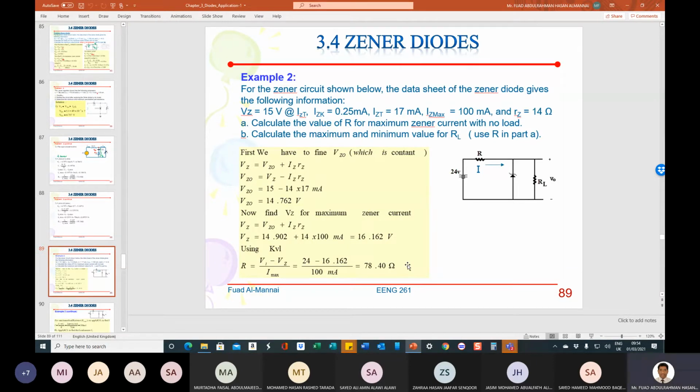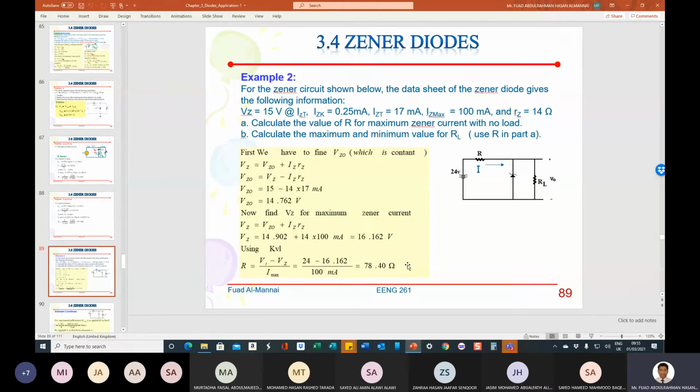Slide number 89. Okay, this is another example here. It says for the Zener circuit shown below, the data sheet or the spec sheet of the Zener diode gives the following information. VZ 15 volt at IZT, IZK is equal to 0.25 milliamp, IZT is equal to 17, IZ max is equal to 100, and RZ is equal to 14. It's the same spec as we saw in the first example, right?